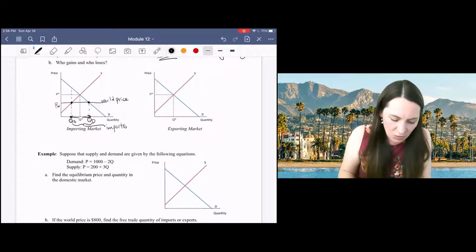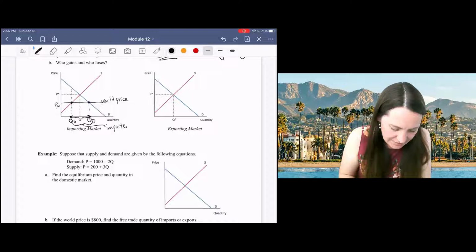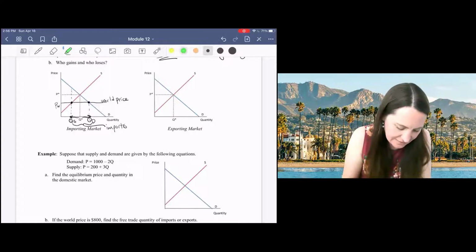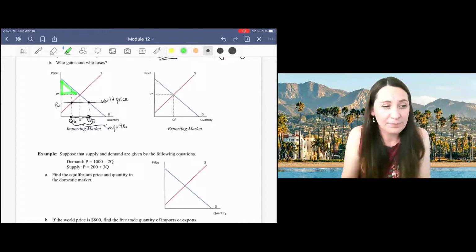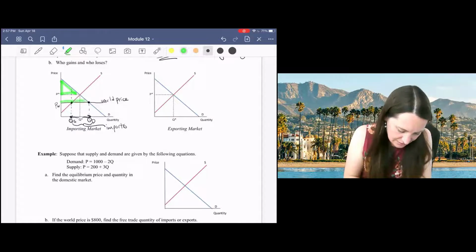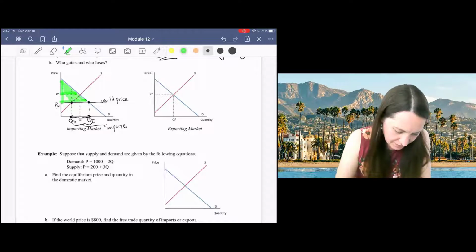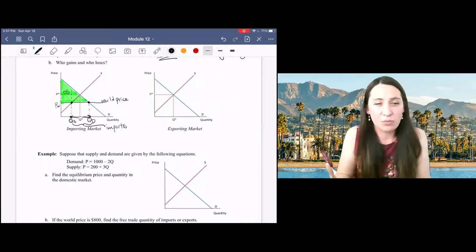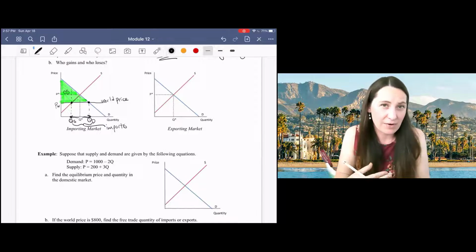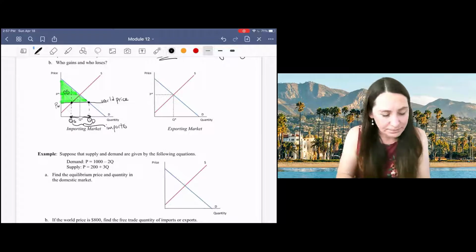Now, if we think about what happens to surplus, we can see that consumer surplus, which used to be the area of this triangle here, is increased, right? The area above the price and below the demand curve to reflect the new higher quantity of imported products and the lower price paid by consumers.